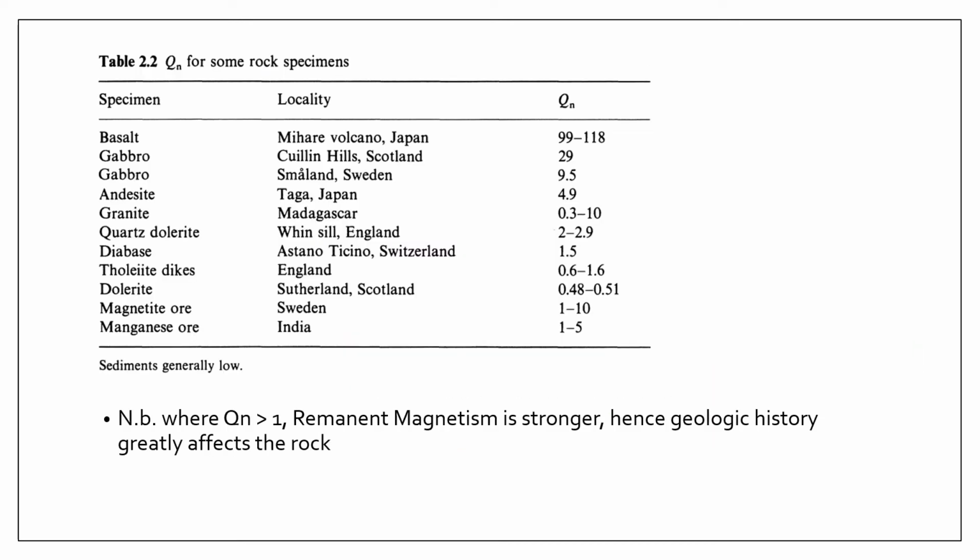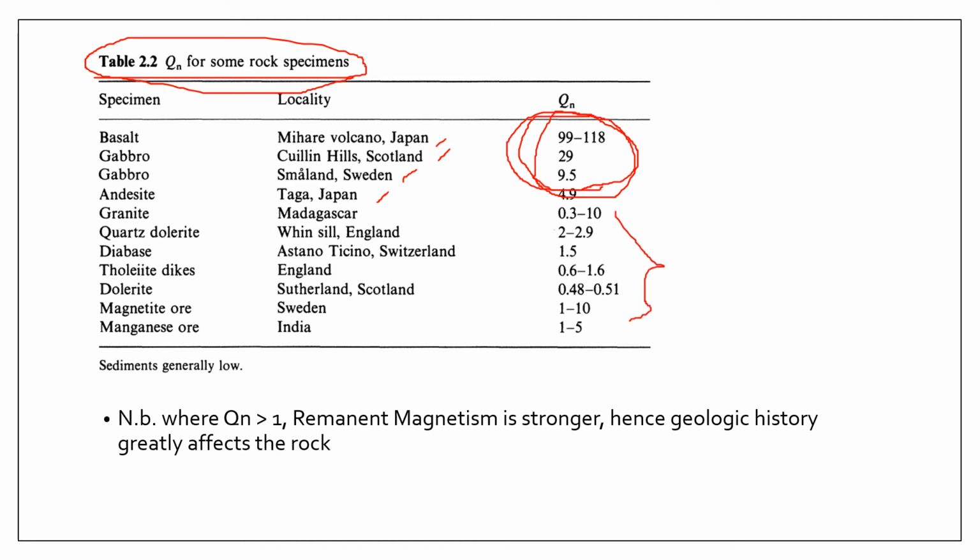Okay, so these are the typical Koenigsberger ratios for some rock specimens in different areas. Okay, so you have Japan, Scotland, Sweden, Madagascar, Switzerland, and so on. Okay, so you can note that these have very high remnant magnetization, while others have low values.